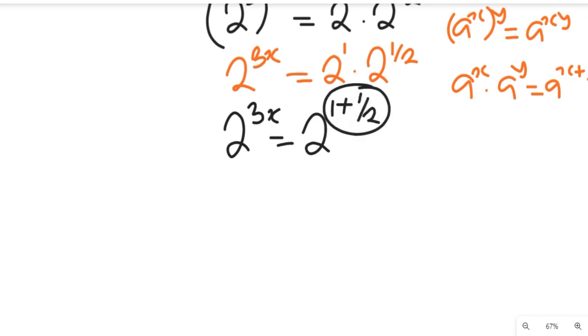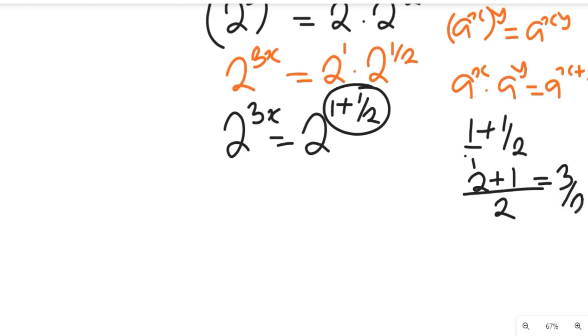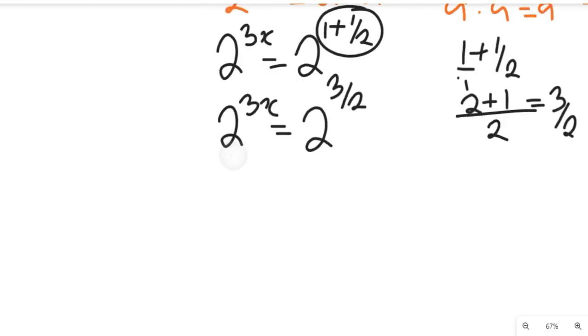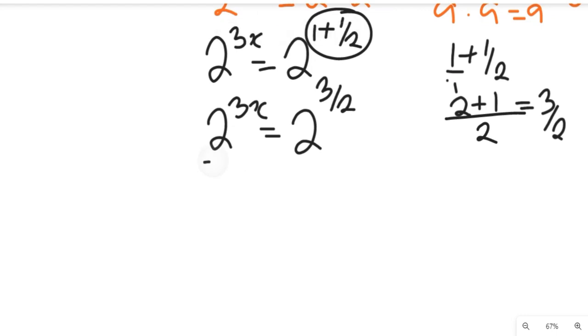Now we'll simplify this. 1 plus 1 divided by 2, we'll look for the LCM. 2 divided by 1 will give us 2. 2 times 1 will give us 2, plus 2 divided by 2 will give us 1. 1 times 1 will give us 1, and that will be 3 divided by 2. Fine. So we'll have 2 to the power of 3x equal to 2 to the power of 3 divided by 2. We have the same base. Since we have the same base, the exponents or powers will equate. So we'll have 3x equal to 3 divided by 2, right?